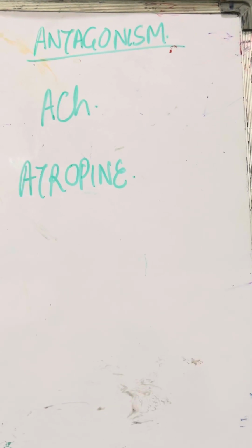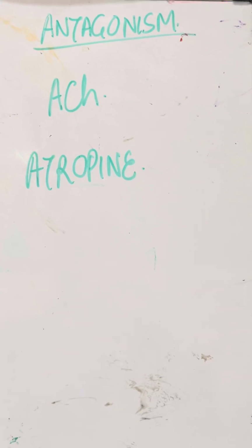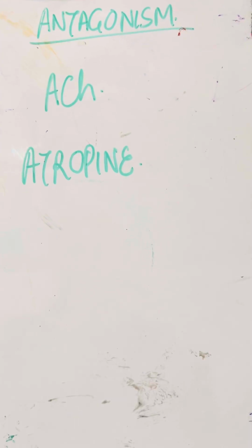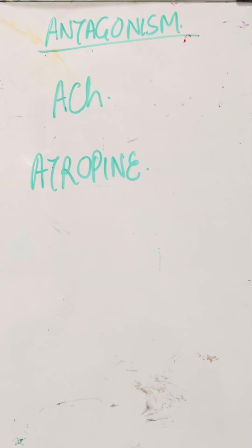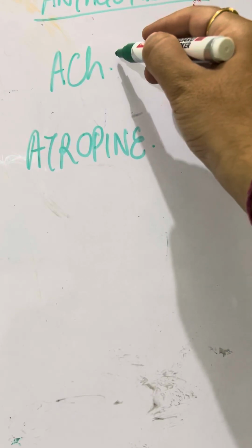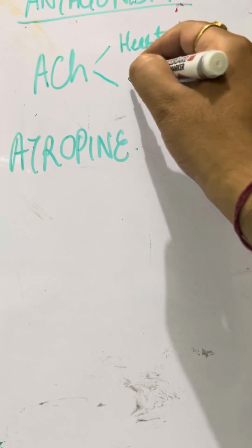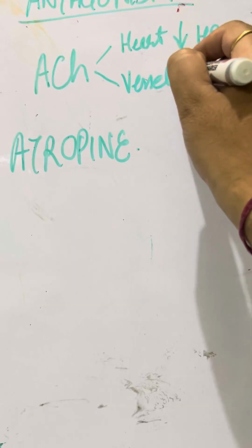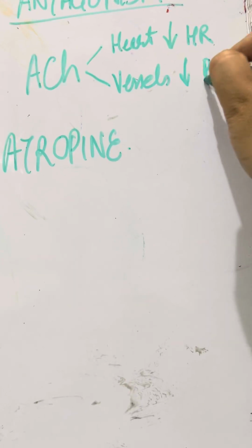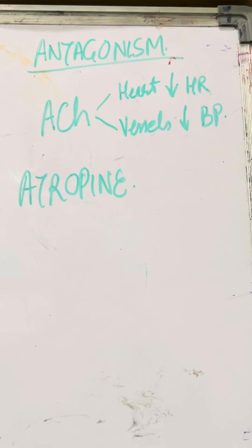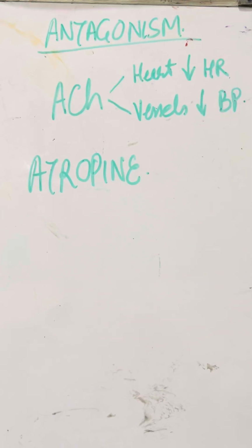Hello friends, let's talk about antagonism. For explaining this, I'll take the example of acetylcholine and atropine. Now acetylcholine, if we give acetylcholine, we can see its effect on the heart. It decreases the heart rate. And in case of the vessels, it decreases the blood pressure. So this is one effect which is seen with acetylcholine.